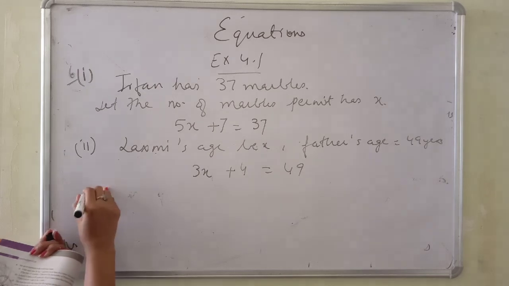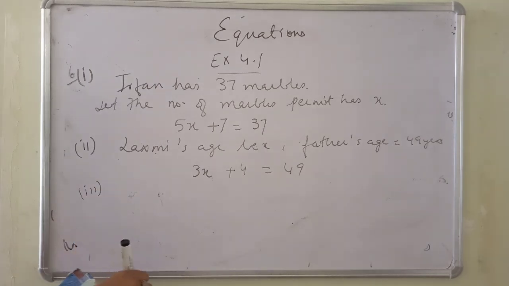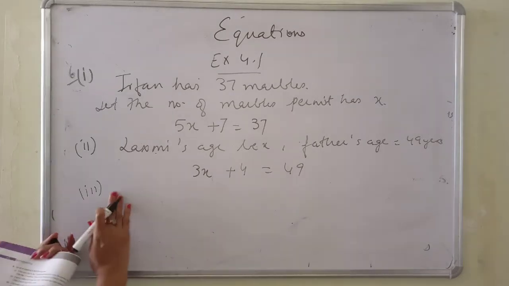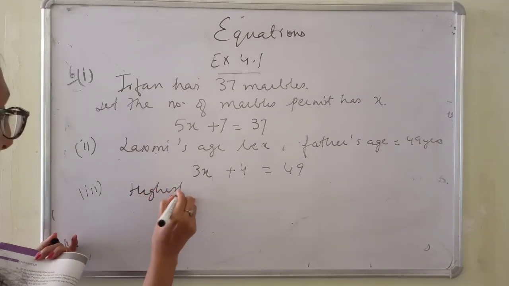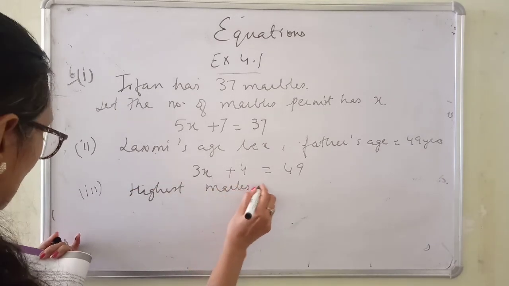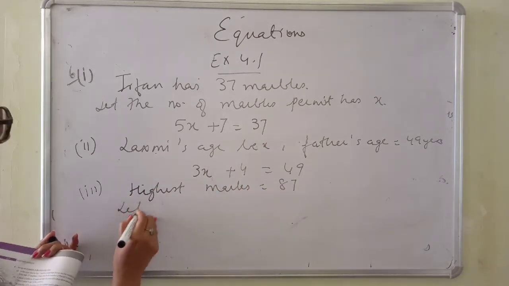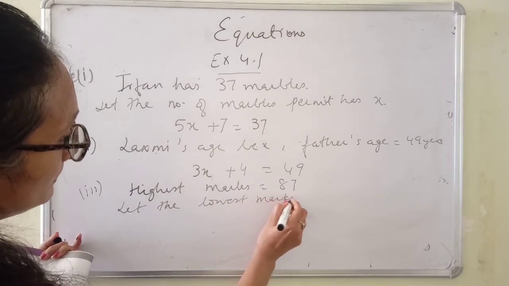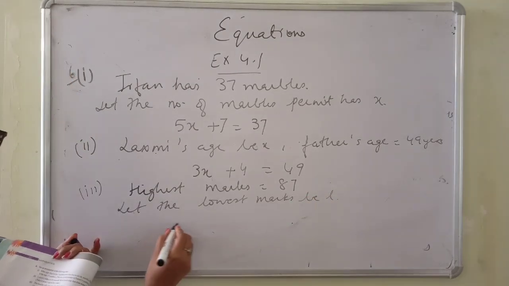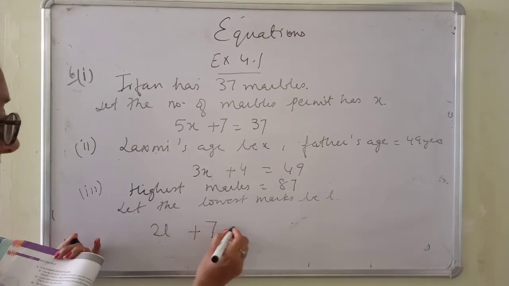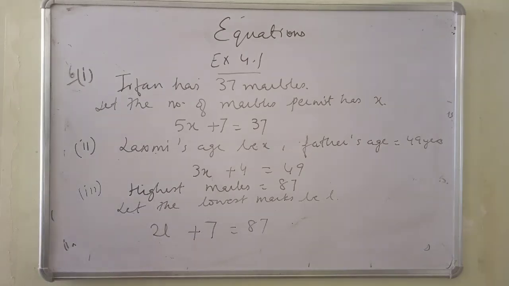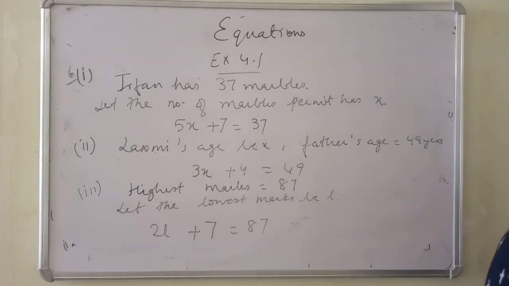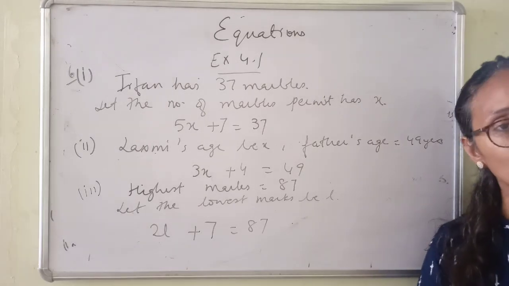ठीक है? Now third one, a teacher said that the highest marks obtained in a class is twice the lowest marks plus 7. Very easy question. Highest marks is 87. Let the lowest marks be L. Now according to the question, 7 plus twice our lowest marks is equal to the highest marks. So this will be the equation. Last question I am leaving for you. If you are able to understand all the questions, the last question you can do yourself.